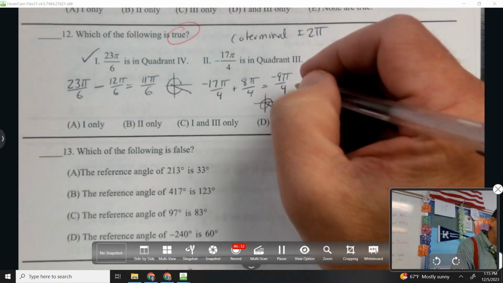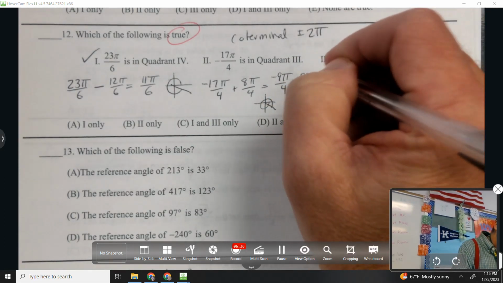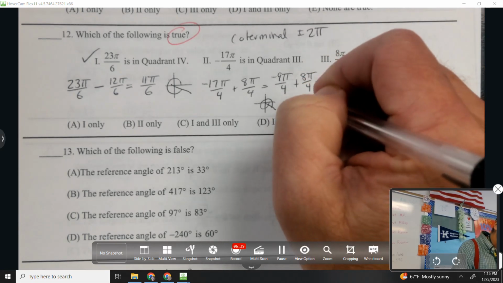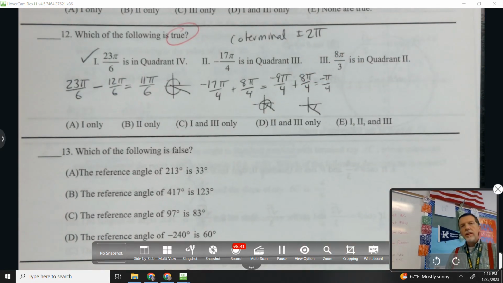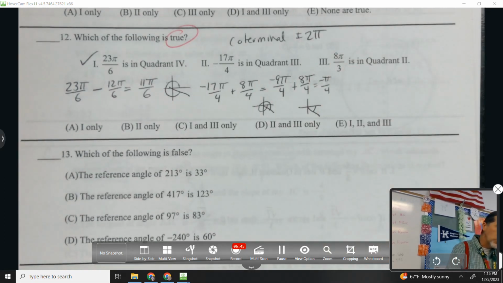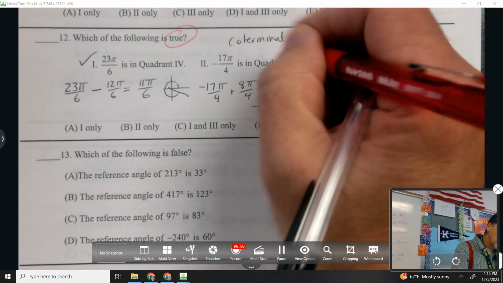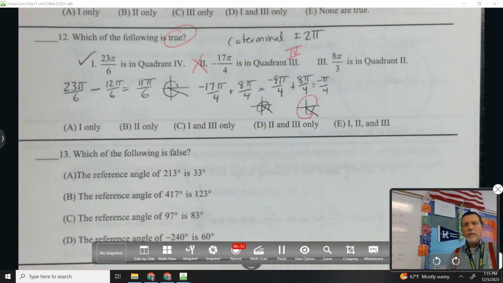But if you don't like it, you can add 2 pi again. That gets me negative pi over 4. That's definitely in the 4th quadrant. And if you really don't like negatives, you can add 2 pi once more and get 7 pi over 4. But however you get there, that's in quadrant 4.